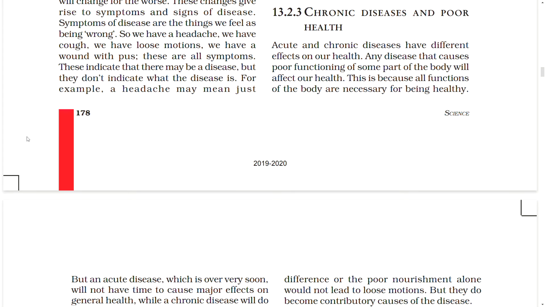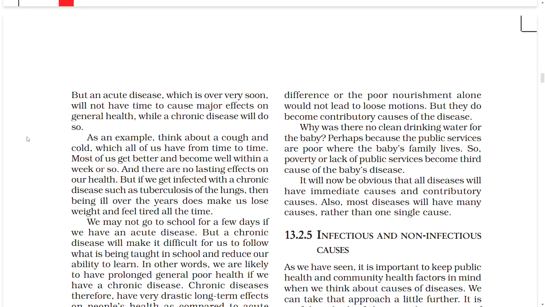13.2.3 Chronic disease and poor health. Acute and chronic disease have different effects on our health. Any disease that causes poor functioning of some part of the body will affect our health. This is because all functions of the body are necessary for being healthy. But an acute disease, which is over very soon, will not have time to cause major effects on general health, while a chronic disease will do so.